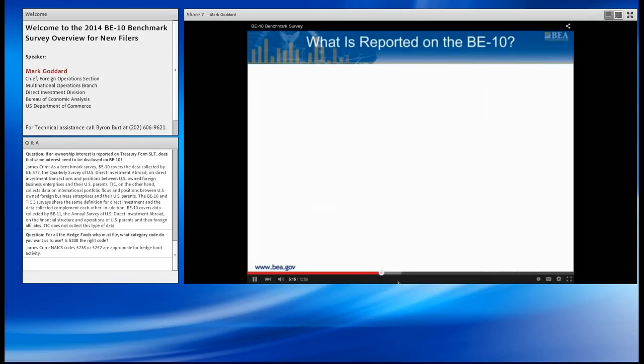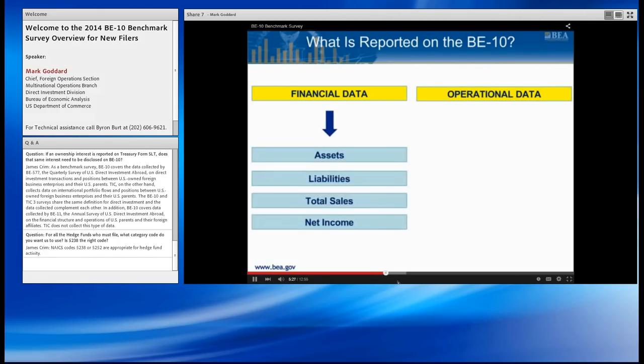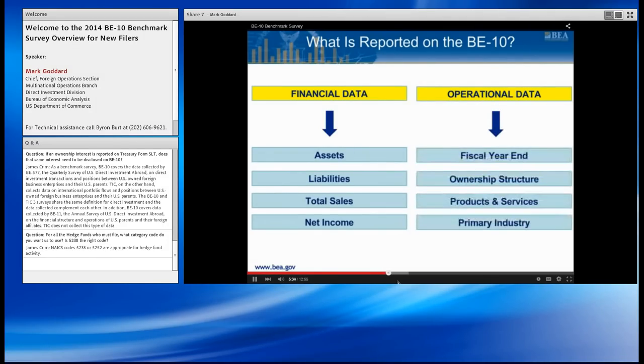The BE10 collects various financial and operating data items from the U.S. reporter and its foreign affiliates on the BE10 forms. Financial data includes assets, liabilities, total sales, and net income. Operational data includes fiscal year-end, ownership structure, products and services, and industry classification code.